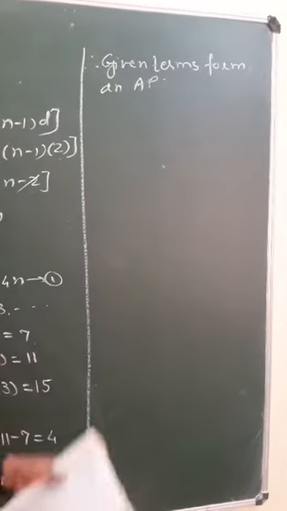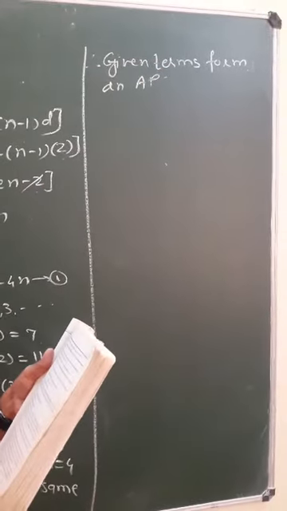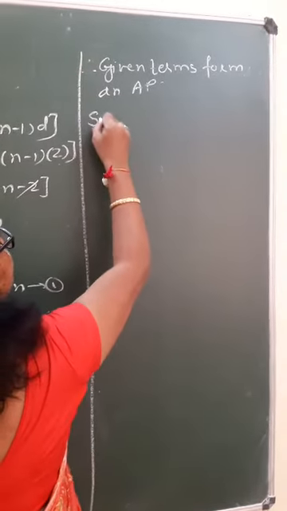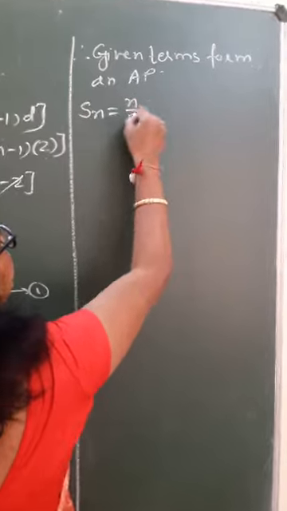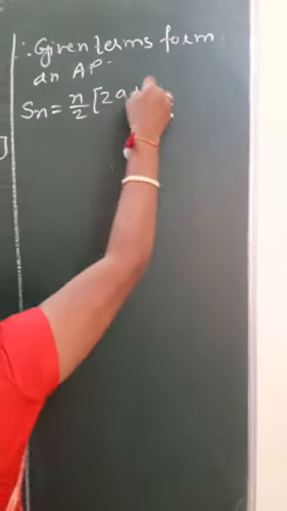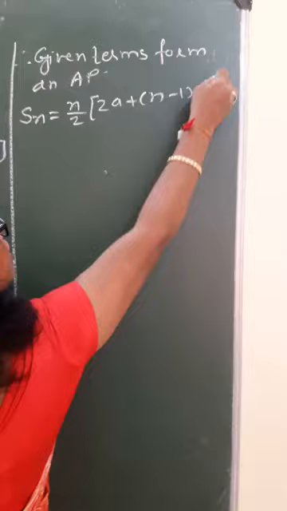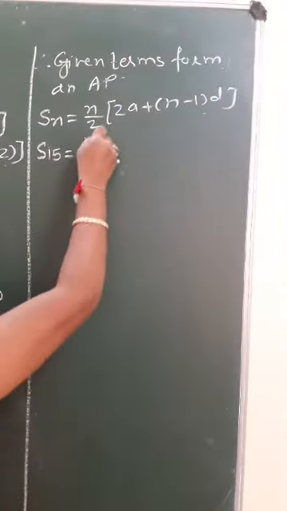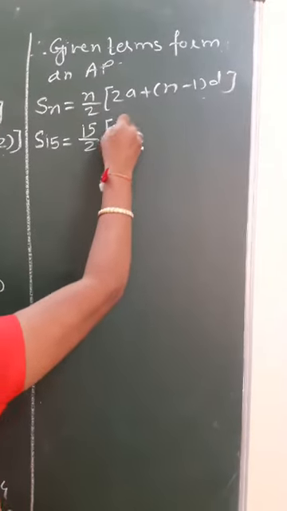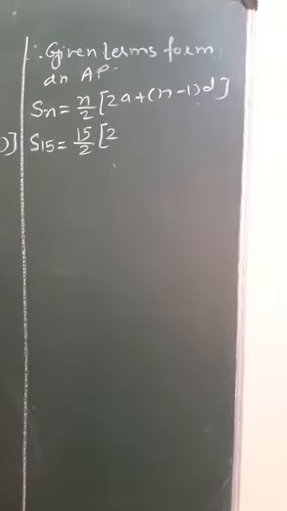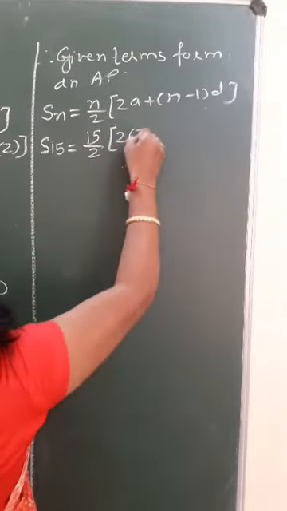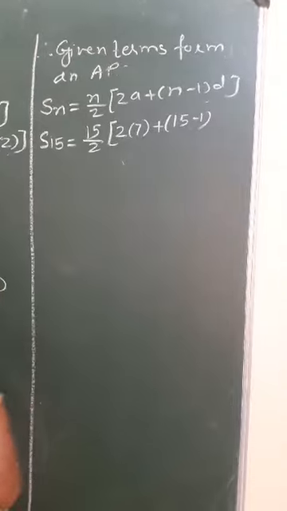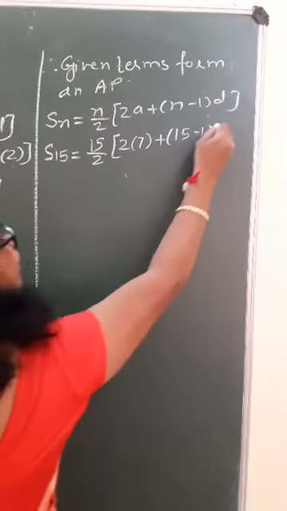If it forms an AP, then what do we have to find? We have to find the sum of 15 terms, that means S15. Sn is equal to n by 2, this formula we have to use to find S15. S15 is equal to 15 by 2 in the bracket 2 times the first term. The first term is 7, so we will substitute here. n is 15 minus 1, and the value of D is 4.